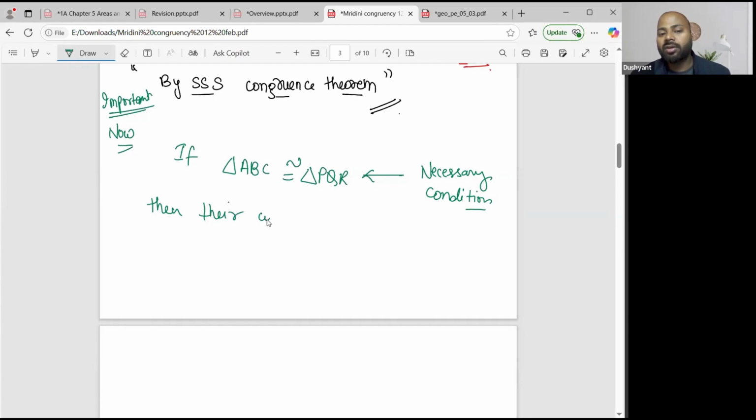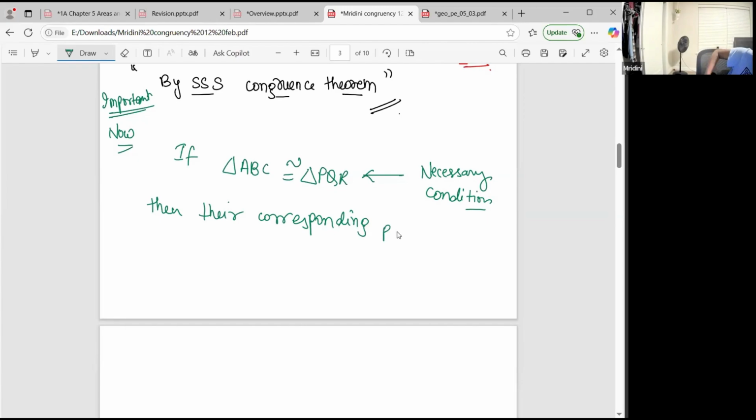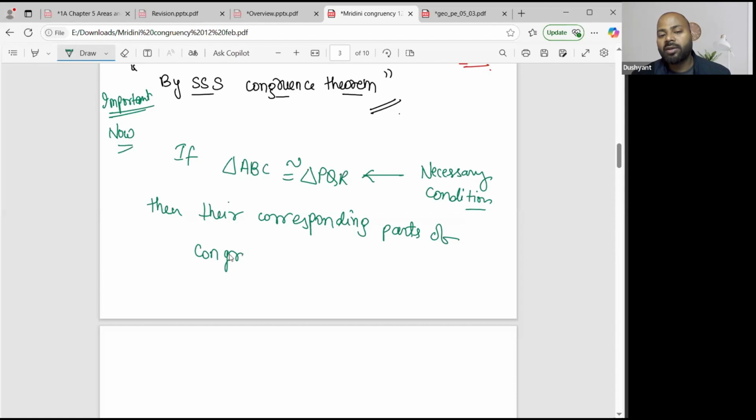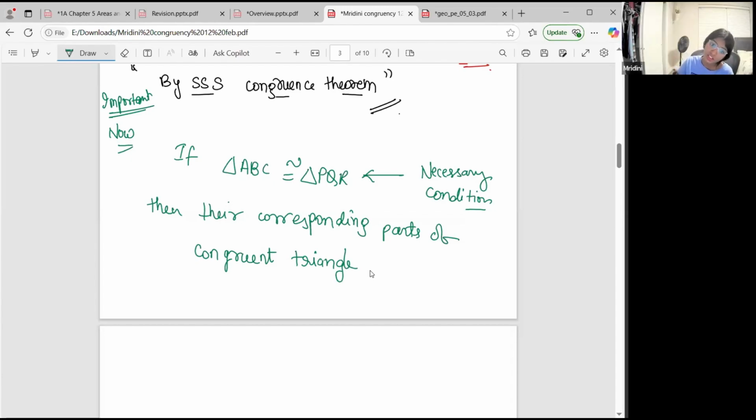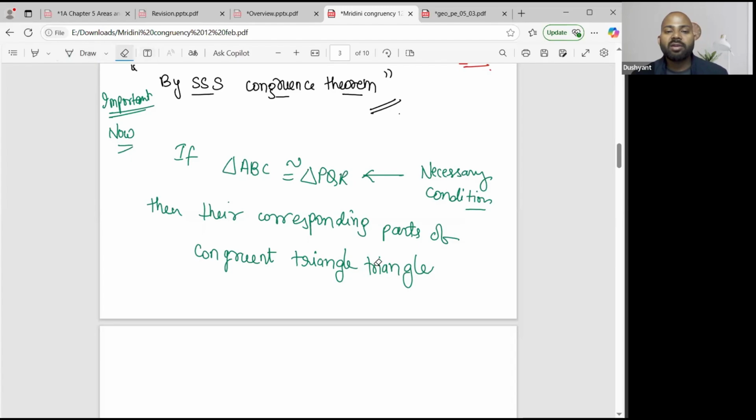Their corresponding parts will be corresponding parts of congruent triangles. Corresponding parts? Yes, I'll tell you what corresponding parts are. Then their corresponding parts of congruent triangles will be equal. What do you mean by the corresponding parts?